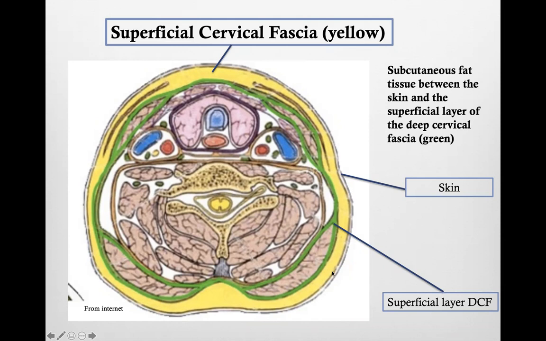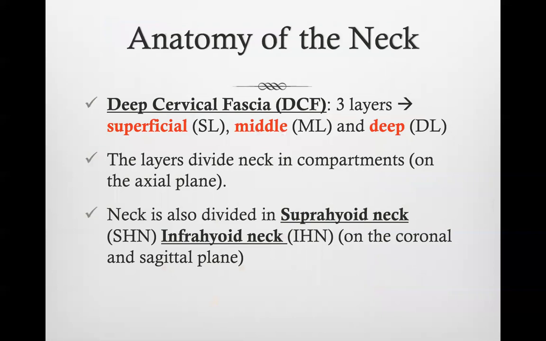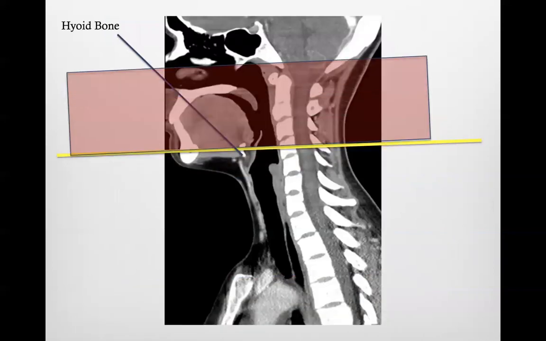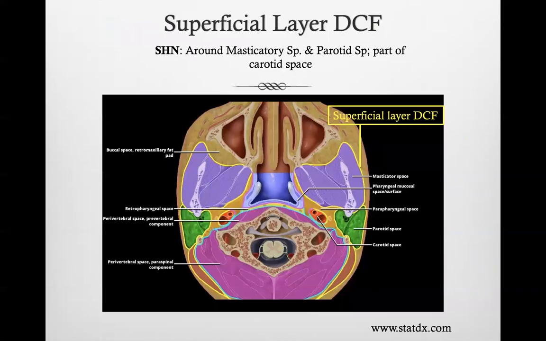The deep cervical fascia divides the neck into radiological spaces that are different from the surgical triangles and more useful for us as radiologists. So remember, superficial cervical fascia, deep cervical fascia. The deep cervical fascia is divided in three layers: superficial, middle, and deep. On top of that, you need to consider if you are in the suprahyoid compartment or infrahyoid compartment. Suprahyoid is this in red, infrahyoid is this in green.